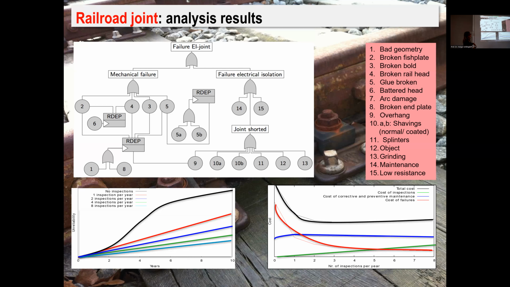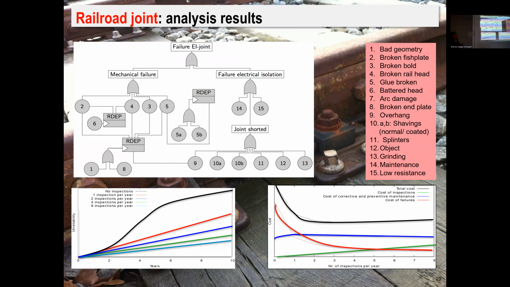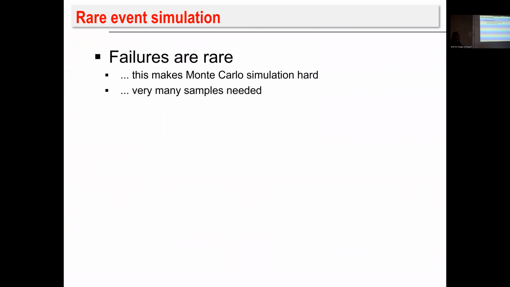So the people at ProRail, for whom we did this case study, were quite happy with this analysis, because later they wanted to pursue a new joint, and then they used this model to compare the performance of the new joint compared to this joint over here.